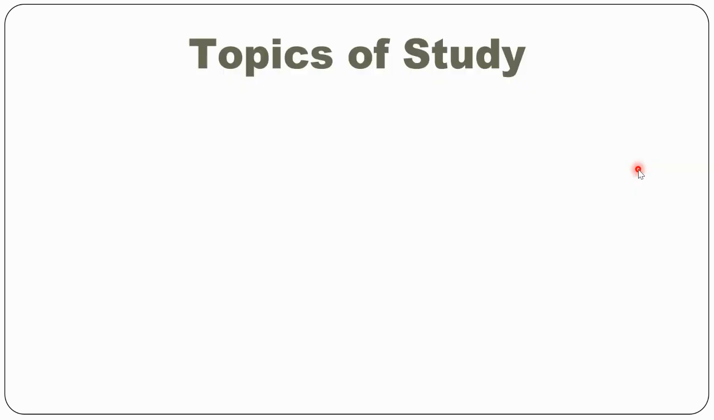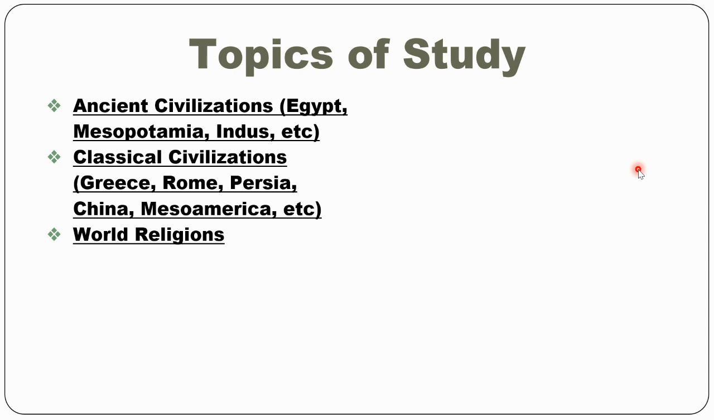So what are some topics to study? Well, in that 3000 BCE to 1200 CE, the 4,200 years we have to set the stage for you, we talk about things that are like 6th and 7th grade history. The ancient civilizations, Egypt, Mesopotamia, Indus. Classical civilizations like Greece, Rome, Persia, China, Mesoamerica. And we talk about all the world religions that existed pre-1200, which is almost all of them.